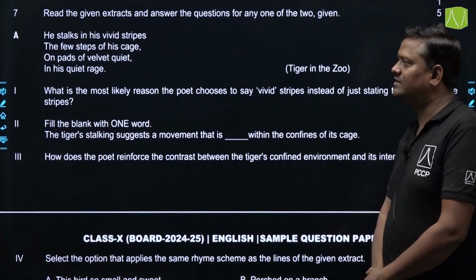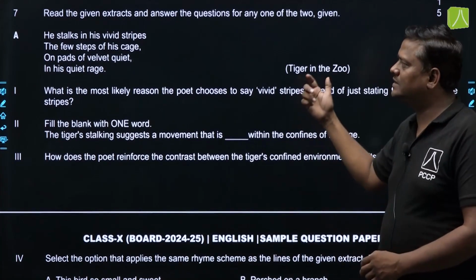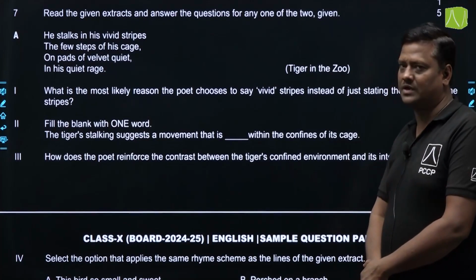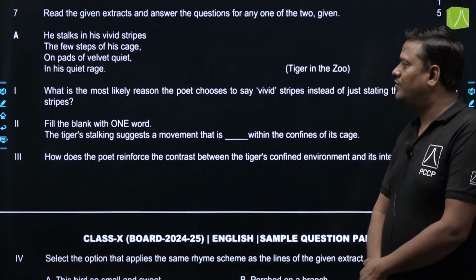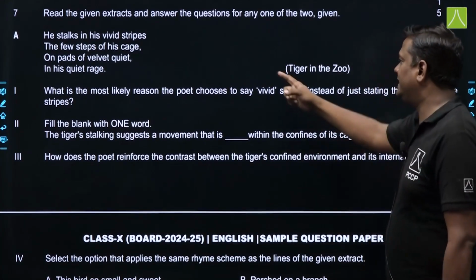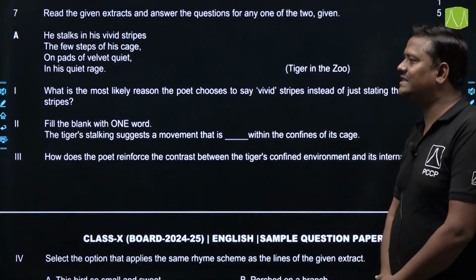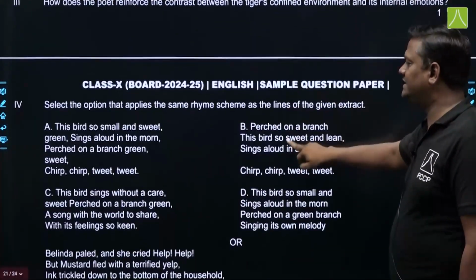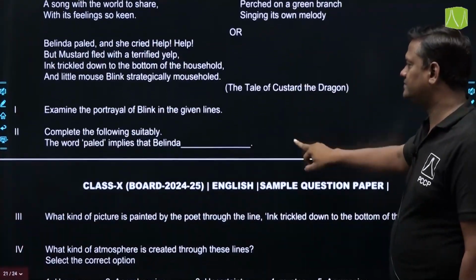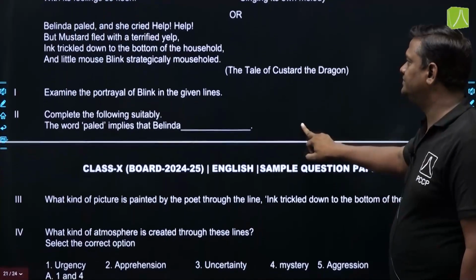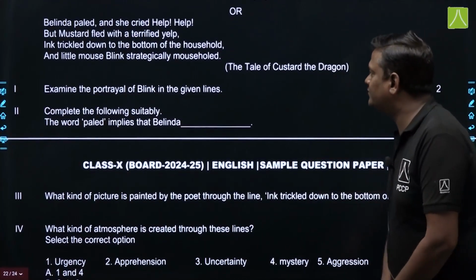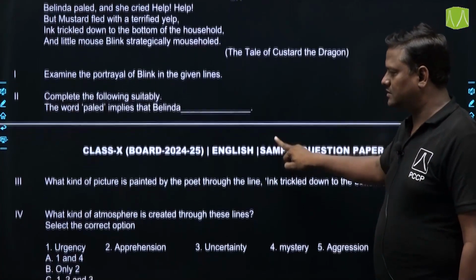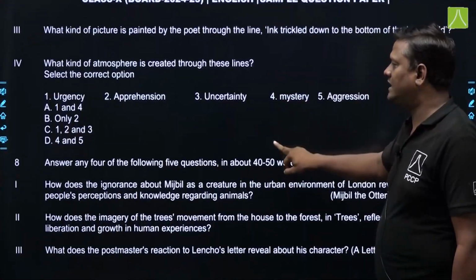Then the next question, question number 7, will be related to poems. In First Flight we are given poems. So, extracts of 2 poems will be given here, stanzas of 2 poems, and you have to solve any one. Each one will have 5 questions of 5 marks. Here we have the extract from the poem Tiger in the Zoo, and 5 questions are given in different manners. Now, we are given the second extract from the poem The Tale of Custard the Dragon. You have to solve 5 questions from The Tale of Custard the Dragon.